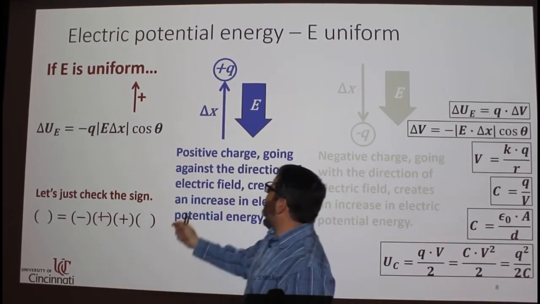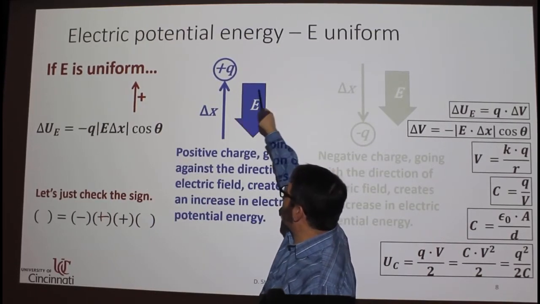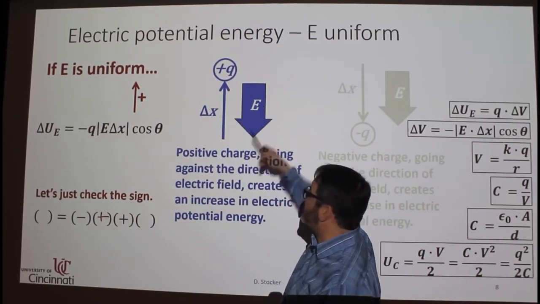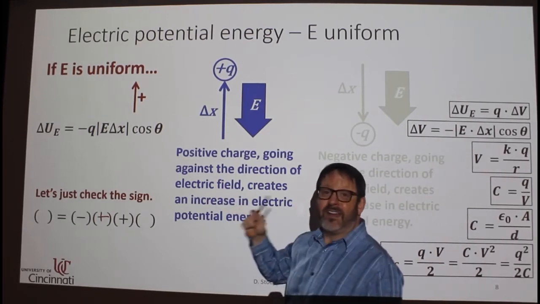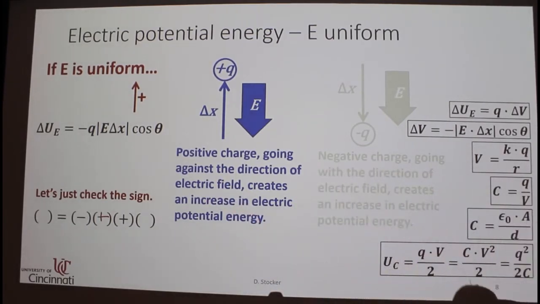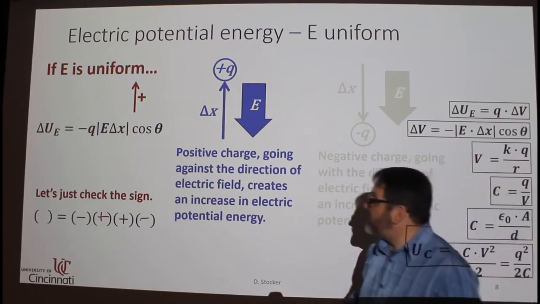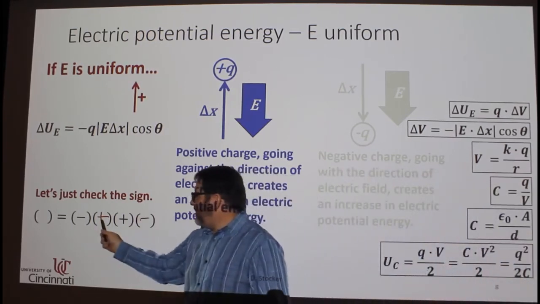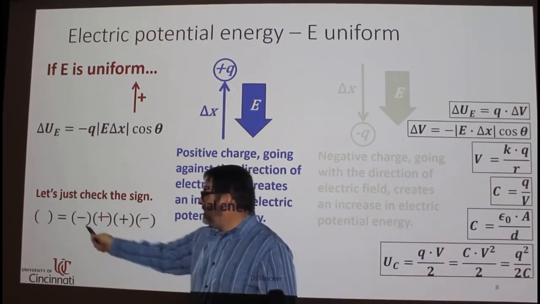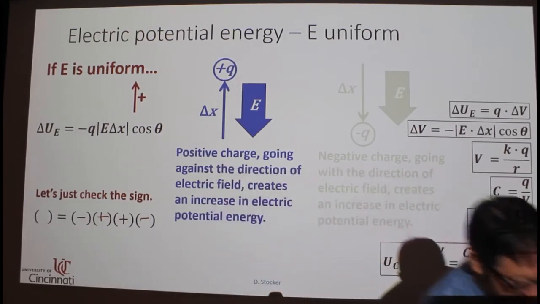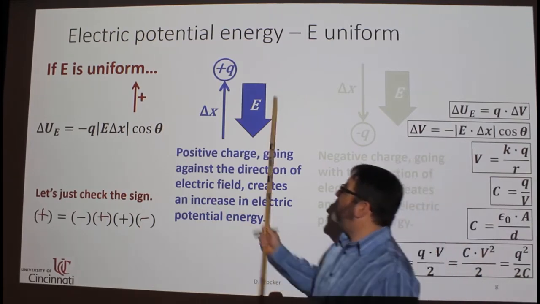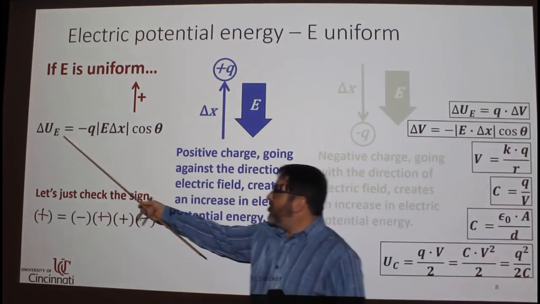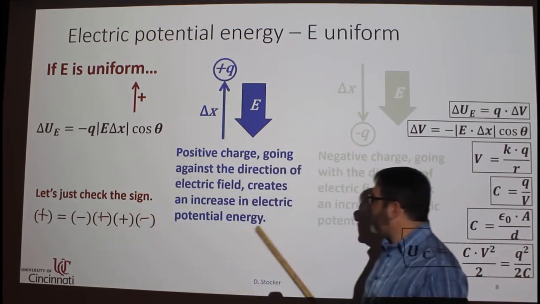And the cosine theta, delta x is pointing up, E is pointing down, so it's 180 degrees. Cosine of 180 degrees is -1. So that's a minus. So minus times plus times plus times minus, that has to be a positive. So this should say that in this situation, the change in electric potential energy is positive.